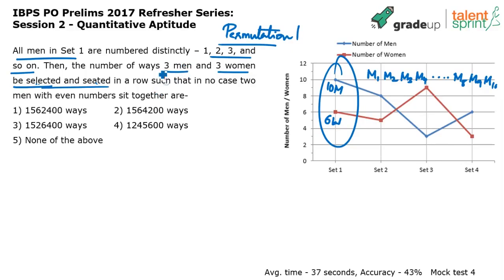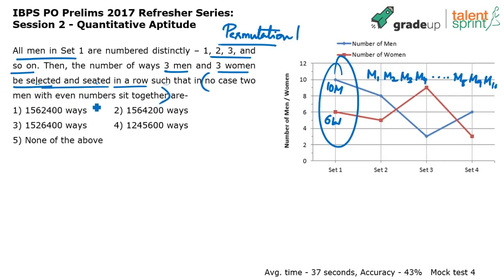So here he says we have to select 3 men and 3 women, right? 3 men and 3 women be selected and seated in a row such that, now here's the condition, in no case 2 men with even numbers sit together. So there should be no case where 2 men with even numbers are sitting together.